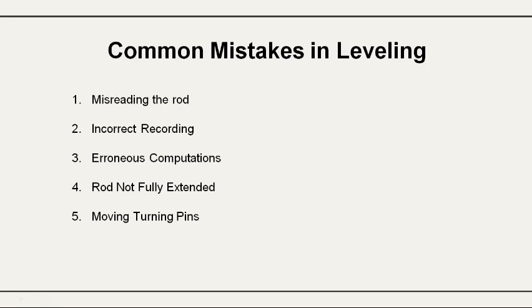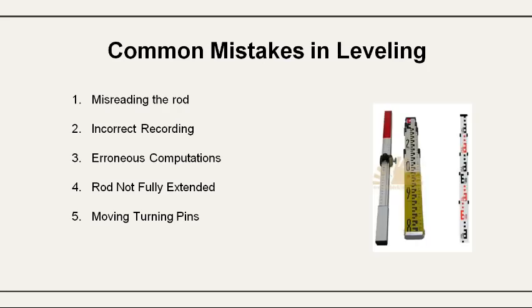Next is the rod not fully extended. We have types of rods such as folded rods, like this one. When taking readings, we should extend the second layer, but if it was not extended, the reading is taken on the third layer. In this case, instead of reading 2.1 meters, for example, since we did not extend the second layer, we end up reading 3.2 meters, for example. So that's also a common mistake in leveling.